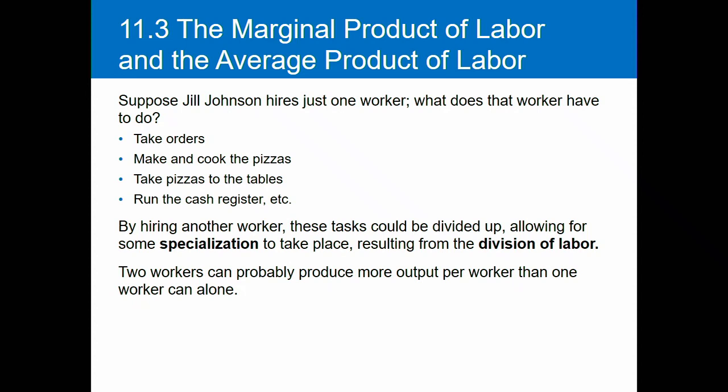So let's think through why this is the case. So if Jill Johnson has one worker, remember she's not working there, she's hiring people to just do all the work for her. If there's one worker at a pizza shop, they're gonna take orders, they're gonna make the pizzas, they're gonna be in there cooking them to make sure that they're not burning and everything. They're running the pizzas out to the tables, they're running the cash register, they're doing everything here. They're cleaning up, they're doing dishes. This is a lot of stuff they have to do.